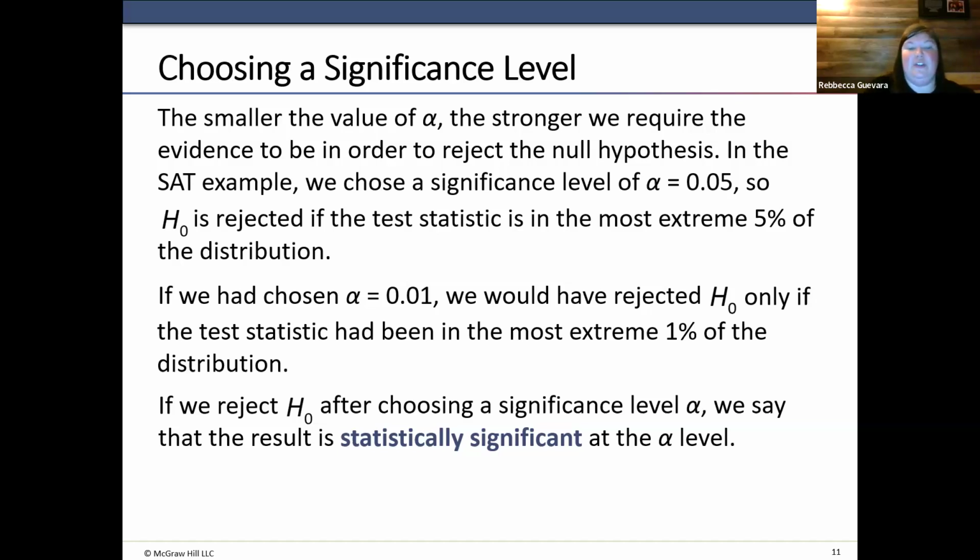So if we reject the null hypothesis after choosing a significance level, we say the result is statistically significant at that alpha level. So when we rejected up here at 5%, we said that the result is statistically significant at 5%. And when we talk about things being statistically significant, we basically mean in that alpha, that critical region for whatever alpha is.